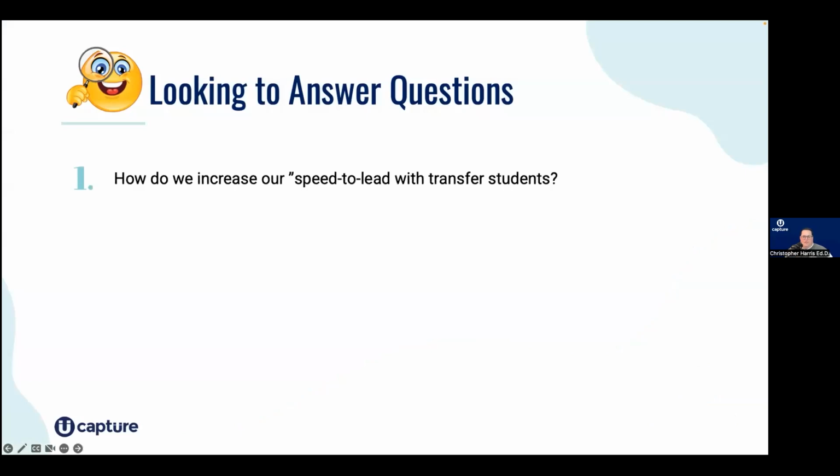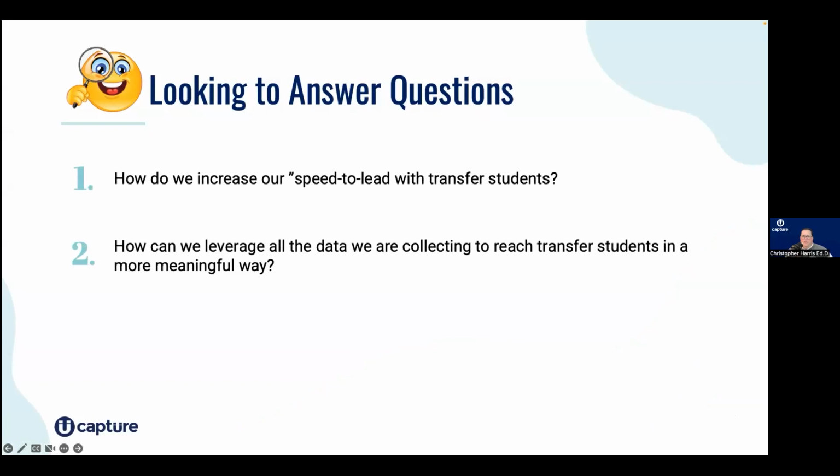How do we increase our speed to lead with transfer students? How do we find them? How do we get them engaged? How do we get them through the funnel as quickly as possible? Two, how can we leverage all the data that we're collecting to reach transfer students in a more meaningful way?